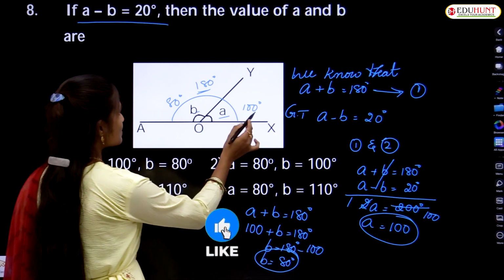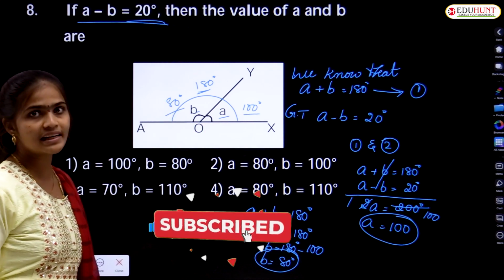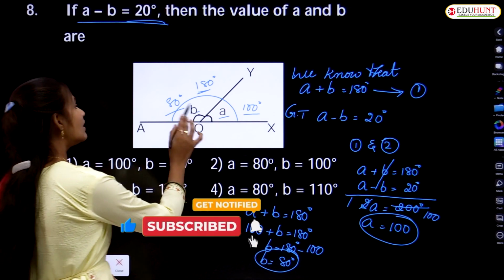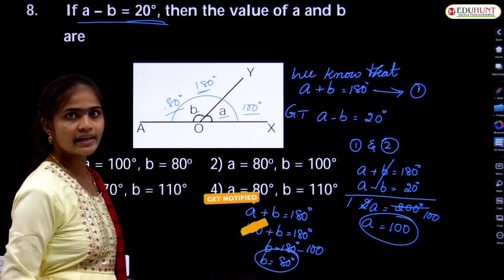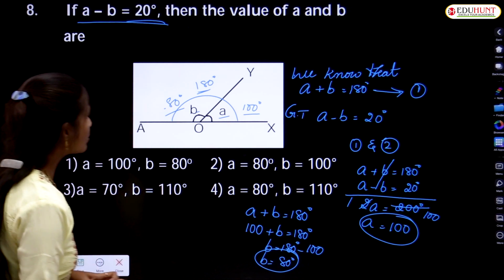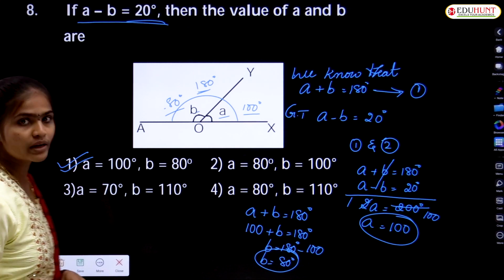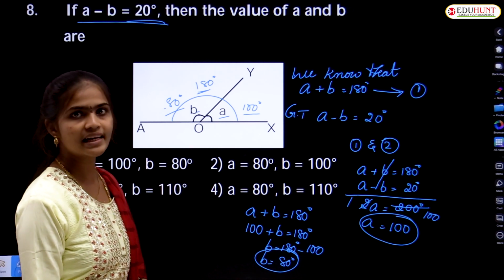Just observe that 100 minus 80 is equal to 20. The condition given is satisfied. Next, 80 plus 100 is equal to 180, the condition we know, which is also satisfied. So A is equal to 100 and B is equal to 80 degrees. That is the correct option.